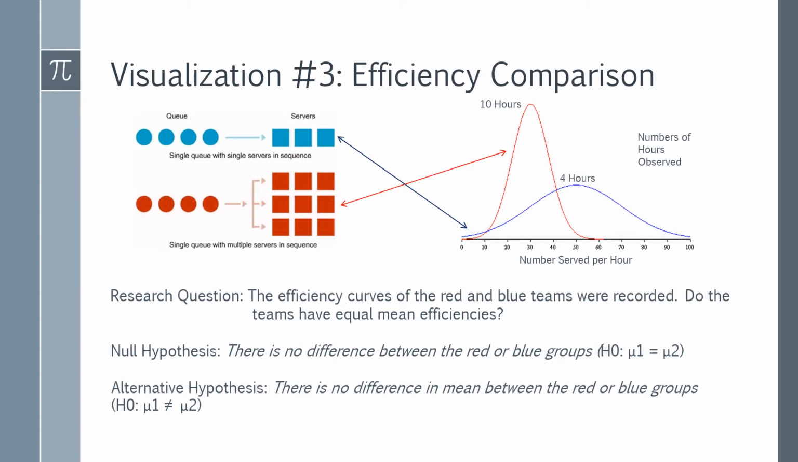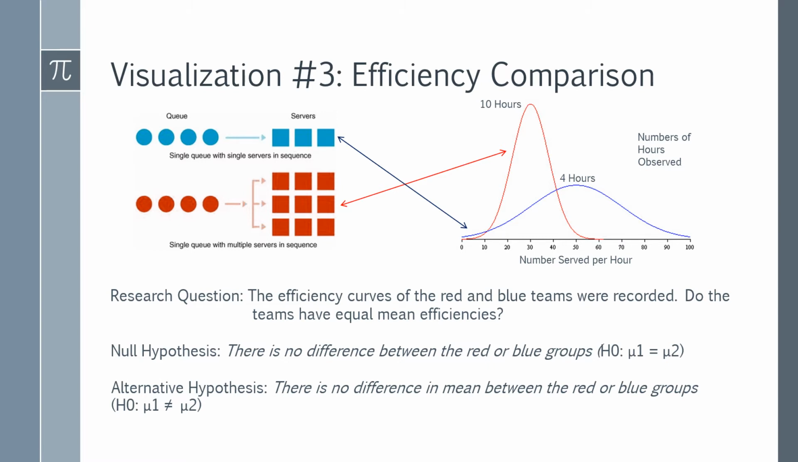Visualization number 3 is about efficiency comparison with the single cube servers versus the single cube with multiple red servers. And on the right are the two different bell curves. And our research question is, the efficiency curves of the red and blue teams were recorded. Do the teams have equal mean efficiencies?